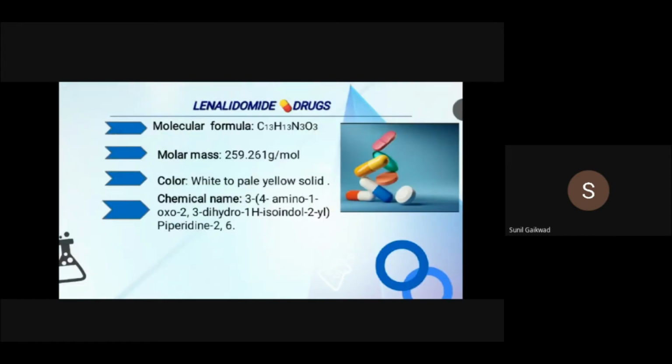The molecular formula of lenalidomide is C13H13N3O3. The molar mass is 259.261 grams per mole. The color is white to pale yellow solid. The chemical name is 3-(4-amino-1-oxo-1,3-dihydro-2H-isoindol-2-yl)piperidine-2,6-dione.